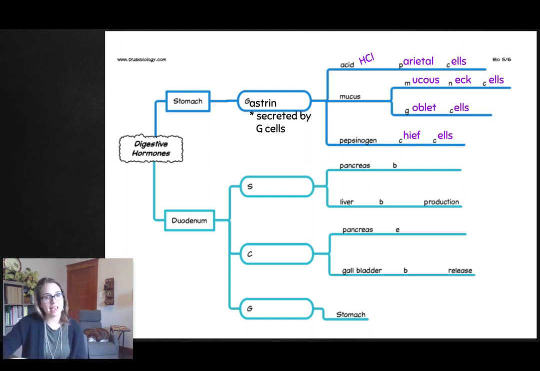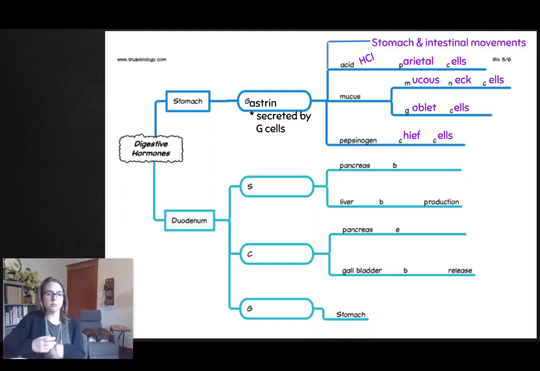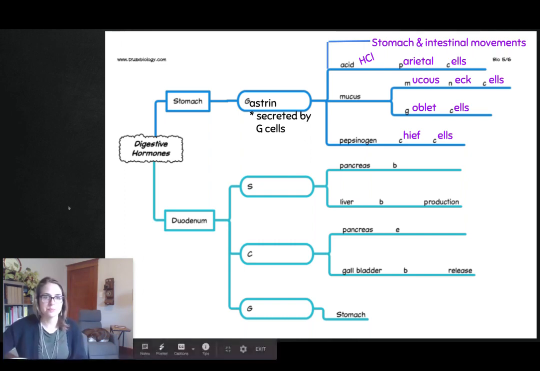The other thing that gastrin does, that's not listed on here because it doesn't affect a cell, but it does have a large effect. I want you to draw another little bracket coming off of the top here. The other thing that gastrin does is it tells your stomach to start rumbling and moving. So as I'm eating my breakfast here, my stomach and intestinal movements are becoming more active because of this hormone. So the first bites of food that came through into my stomach is going to stimulate the rest of my intestines to continue their movements.